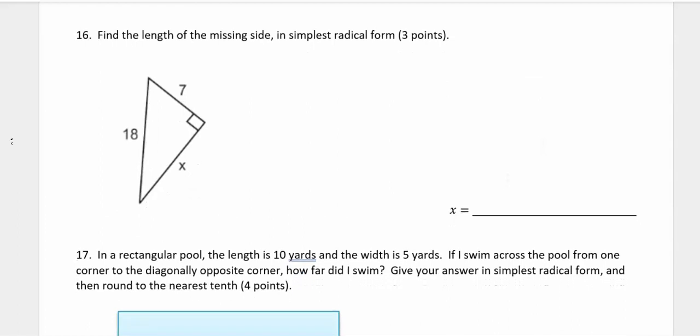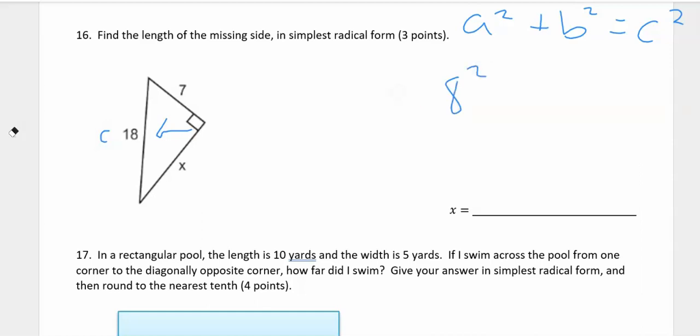All right, 2 more. Number 16. These last 2 are Pythagorean theorem: a squared plus b squared equals c squared. And 16 is really straightforward Pythagorean theorem. Across from the right angle, that is c. That has to go by itself, you guys.